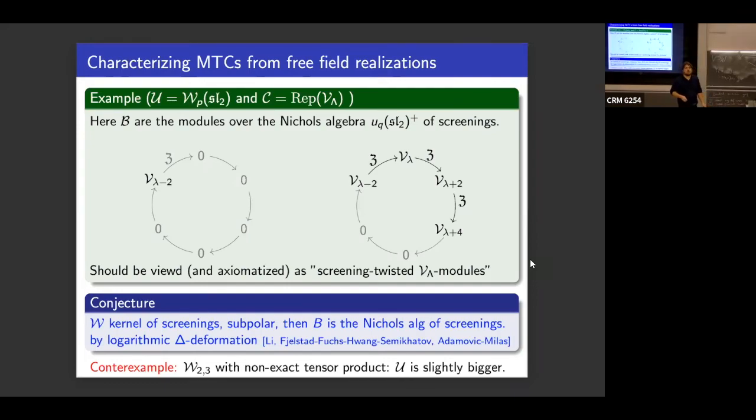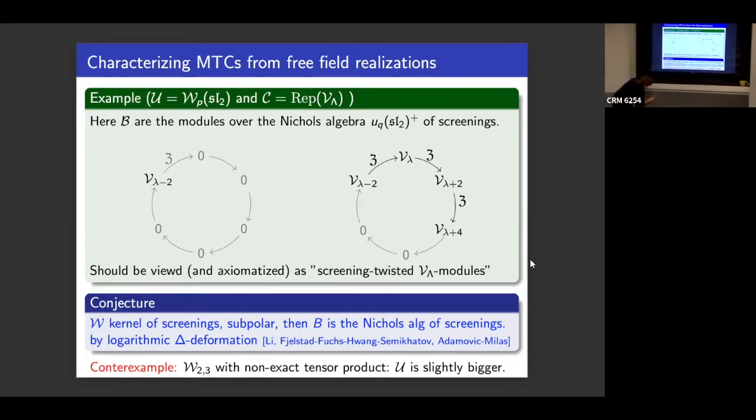So what is subpolar? Subpolar was this condition that the sum over all i in J of the M_ij is larger than minus J plus 1. So the poles are not so bad. You have to check that the screening momenta, for example, are not negative definite. Remember, we had this negative definite case here.